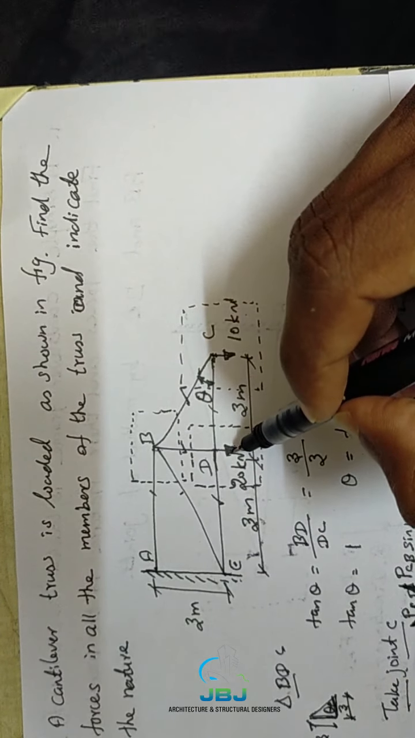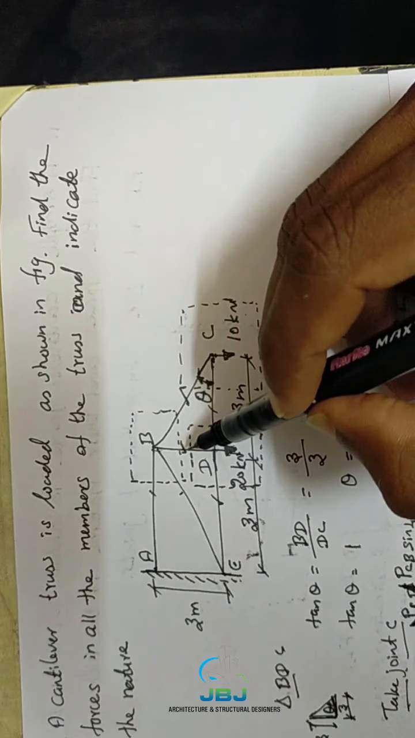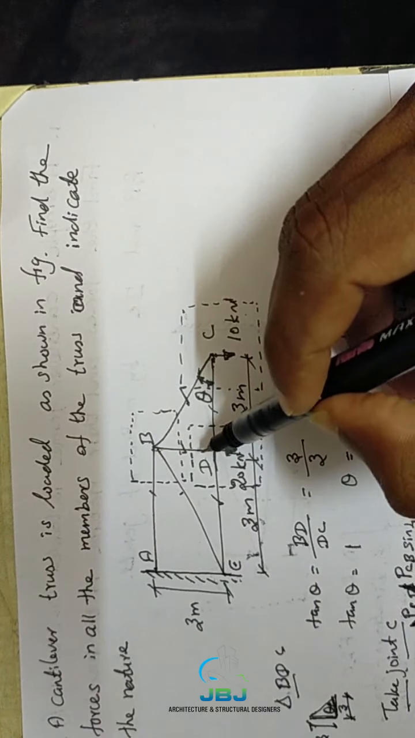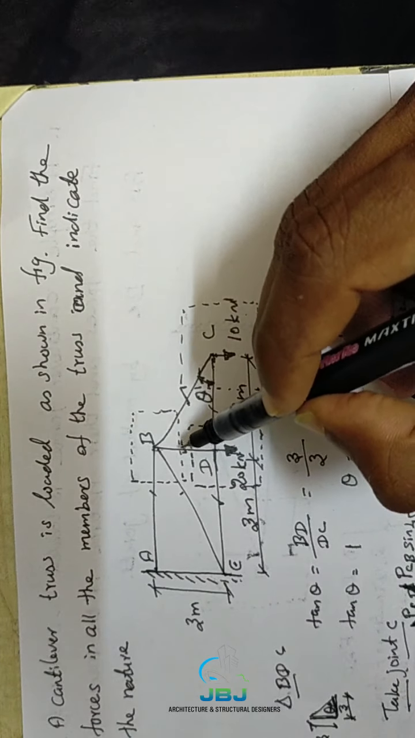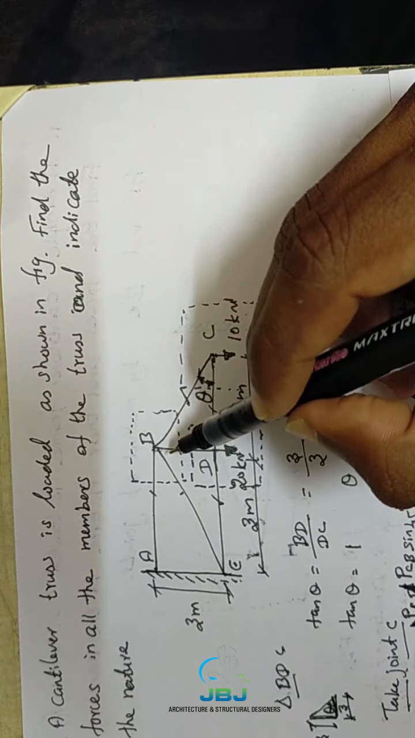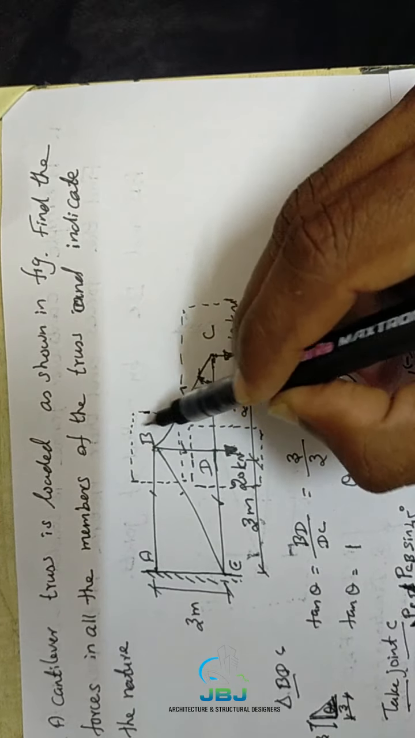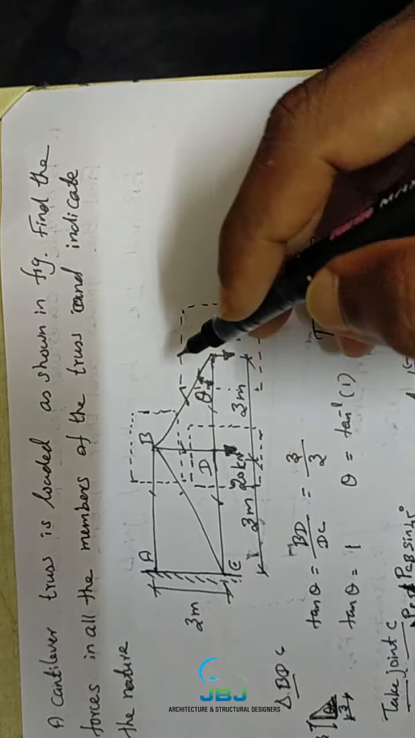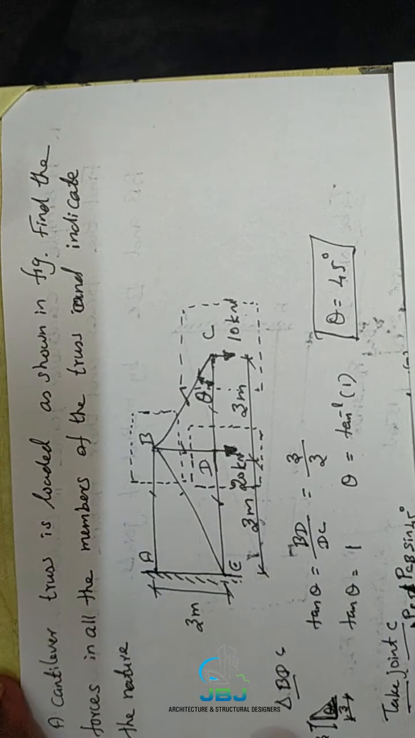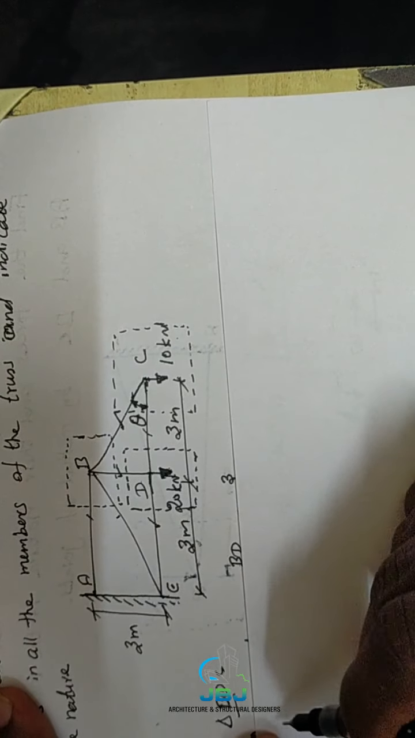Sometimes some people take this 20 kilonewton point load over here, because they think this force is acting at this joint, but this member is carrying this load. That's wrong. That's why, for your reference, I drew this box. What should we do? Just redraw the diagram. You must draw the free body diagram of this joint.